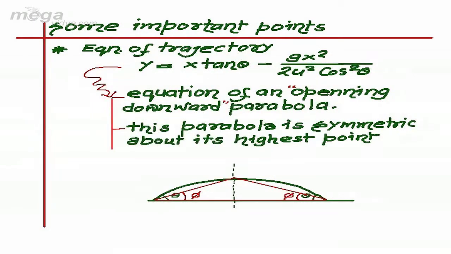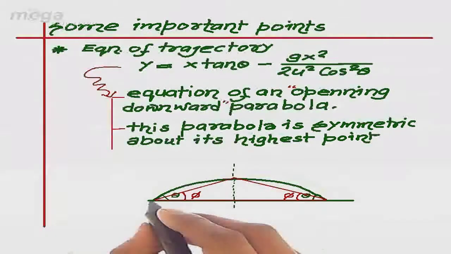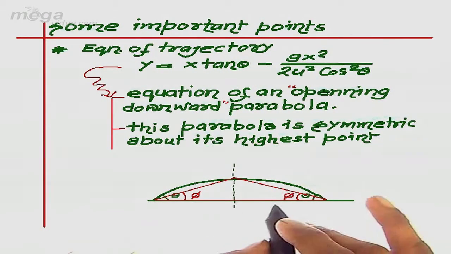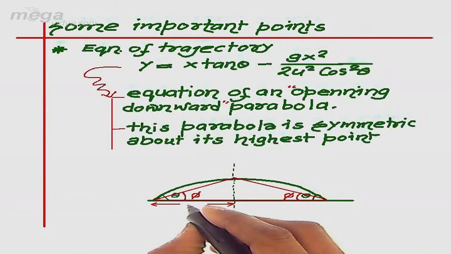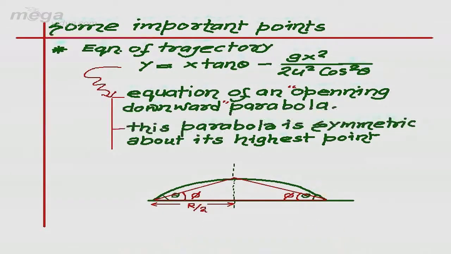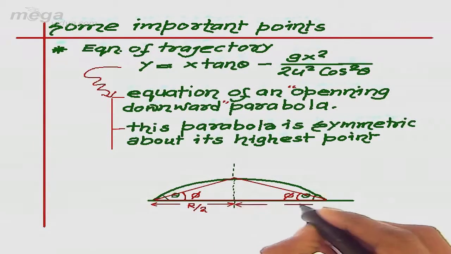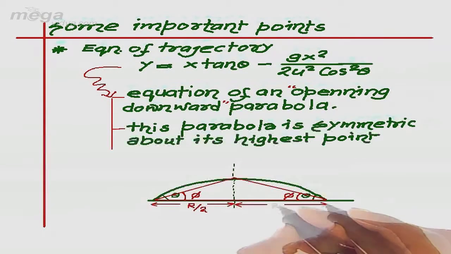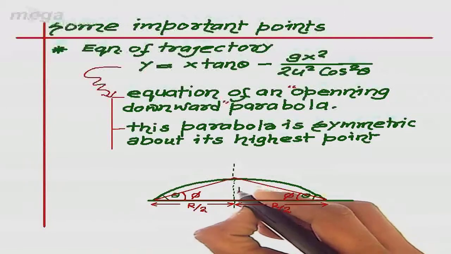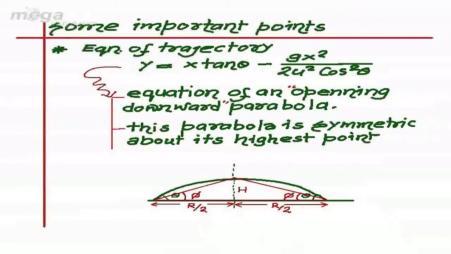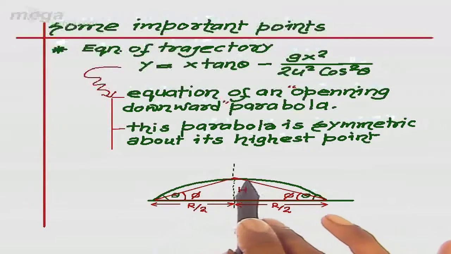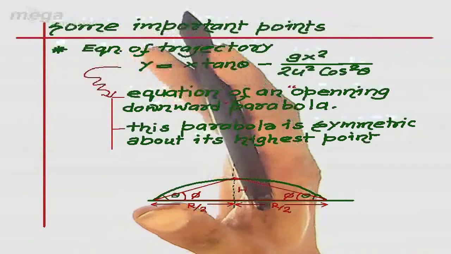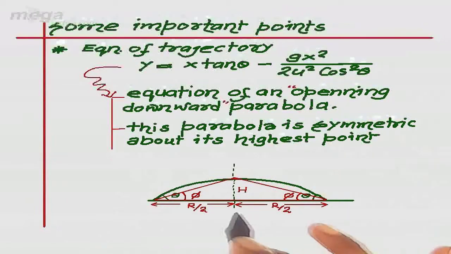So if this projectile has range r, then obviously this distance is r by 2, and similarly this distance is also r by 2. This is the maximum height attained by the projectile, and the path of the projectile is symmetric about this vertical line which passes through the maximum height.